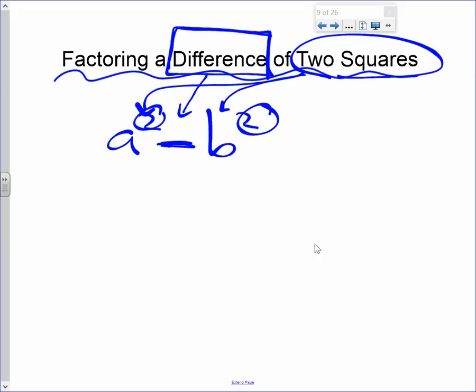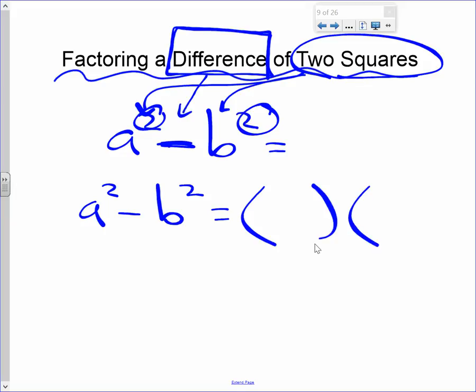Believe it or not, if you ever see any type of expression that's a difference of two squares, there's a technique of how to factor it beautifully and quickly, which is what I'm teaching you right now. So let me write it again. A squared minus b squared becomes two binomials, believe it or not. And look what the binomials look like. It becomes a plus b times a minus b.